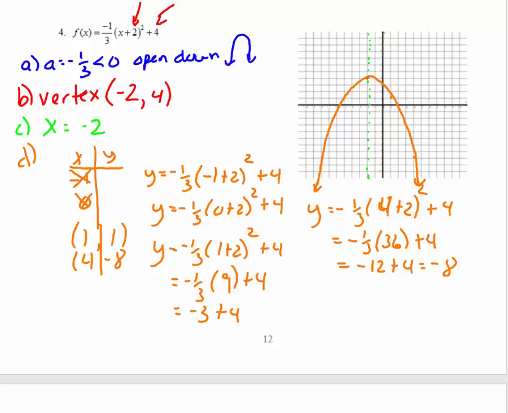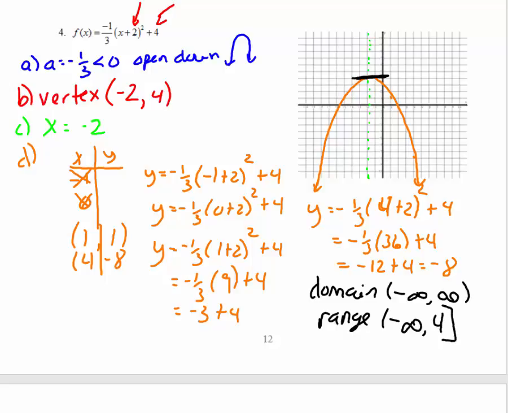So now I'll need to find my domain and range. The domain says what x values did you use, and I used them all, so negative infinity to infinity. The range says what y values did you use. It was pointing down, so I went from negative infinity, but I stopped at my vertex, and my vertex y value was 4, so negative infinity to 4, and 4 is going to have a bracket.